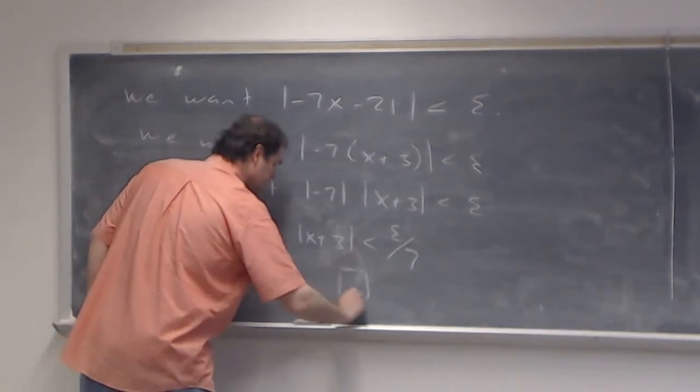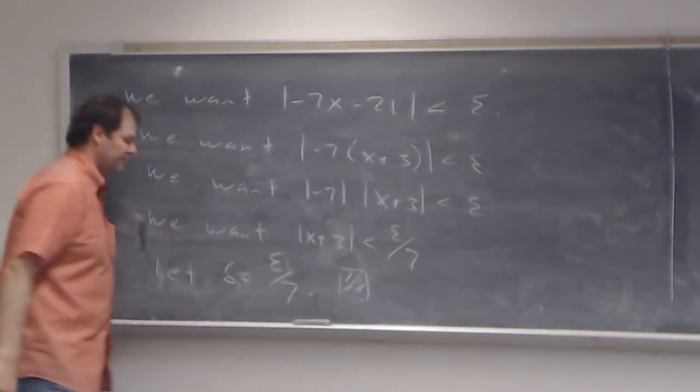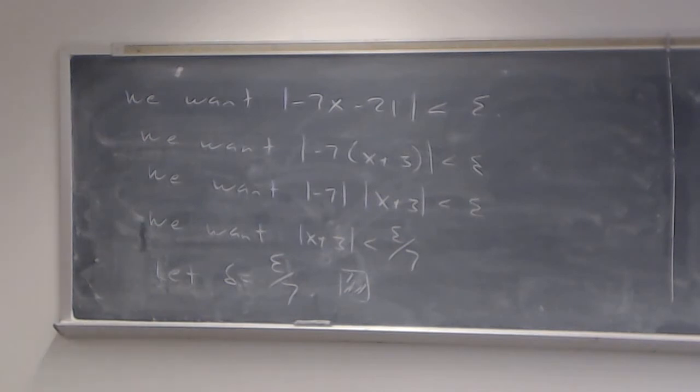That's the proof. When you let delta be epsilon over 7, then when x plus 3 inside absolute values is less than delta, it's less than epsilon over 7, and then you just work backwards. And you get that f of x minus f of minus 3 inside absolute values is going to be less than epsilon. Is that okay? This is good enough for the proof for me.